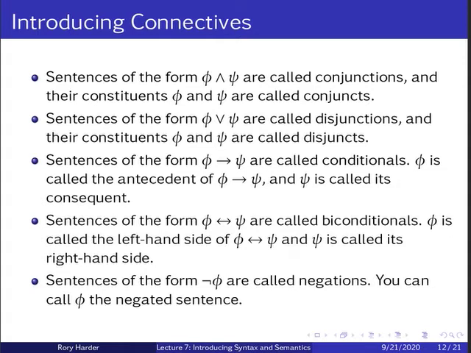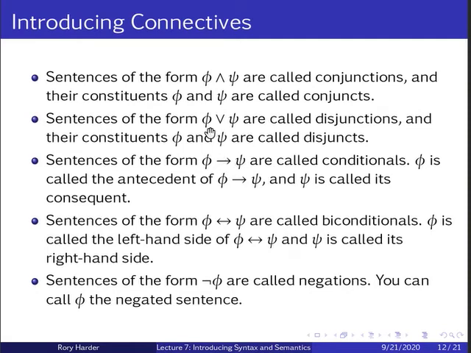So to summarize some terminology which we've already been using, sentences of the form phi and psi are called conjunctions. So when you have this wedge symbol, or a kind of hat symbol, that stands for conjunction, and when you have it conjoining two sentences, you call that overall sentence a conjunction. And you then call the constituents phi and psi each conjuncts of the conjunction.